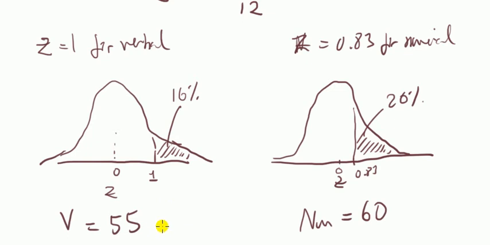So again, in this case, we've looked at the use of the z-score where we are comparing scores between two or more normal distributions. In this case, we're comparing two normal distributions, one for the verbal, one for the numerical.